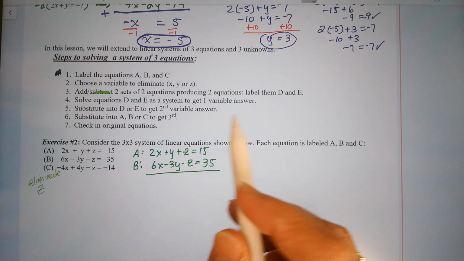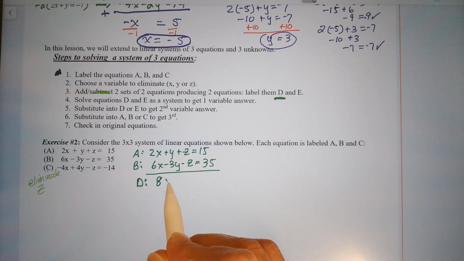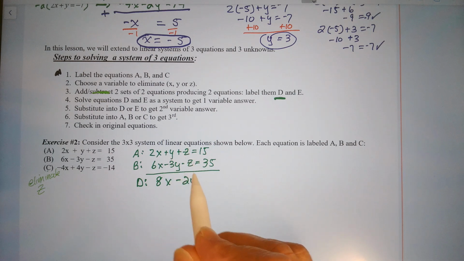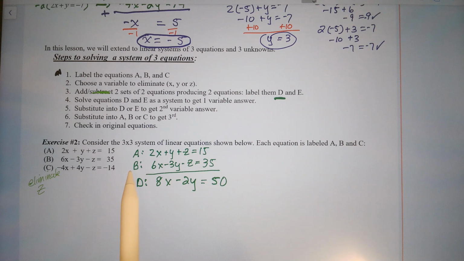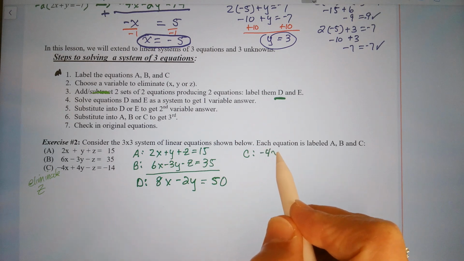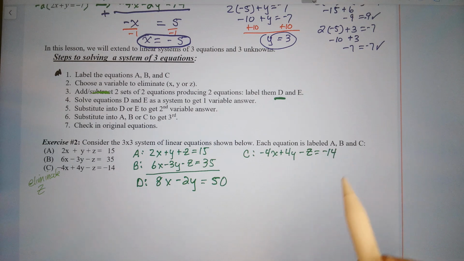And the result is going to be labeled D: 8x, positive 1y and negative 3y is negative 2y, z's drop out, equals 50. Now, we already used A and B. That was one of our set of two equations. So now we have to use C. So I'll start with C. I'll put it here. C is negative 4x plus 4y minus z equals negative 14.